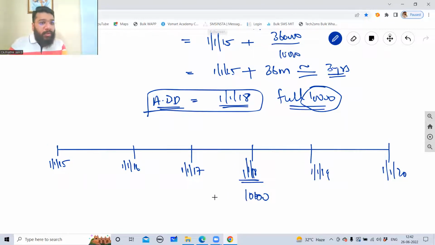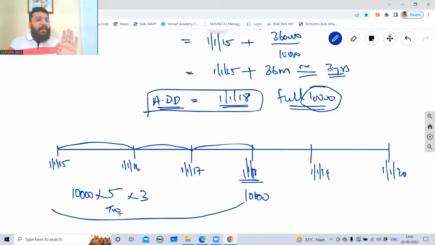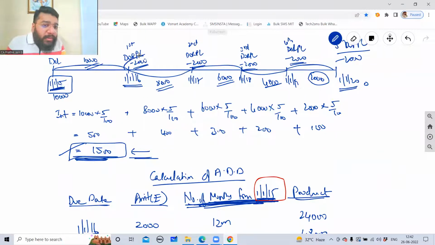Which means, from this period to this period to this period, Kumar and Son have enjoyed 10,000 rupees into 5/100. So this is the interest for 1 year. Whatever answer you get, multiply with 3. You will get the interest for the 3 years. Because Kumar is making the payment here, technically he is enjoying 10,000 here, 10,000 here and 10,000 here. Had he made the repayment as per the schedule of installments, you would have made the 2,000 payment here, balance 8,000 is enjoyed here, 6,000, 4,000, like that.